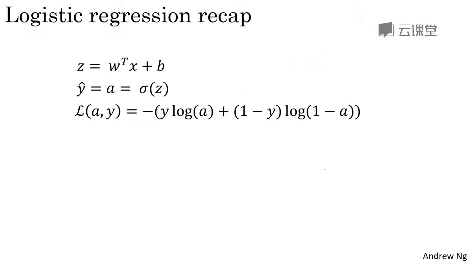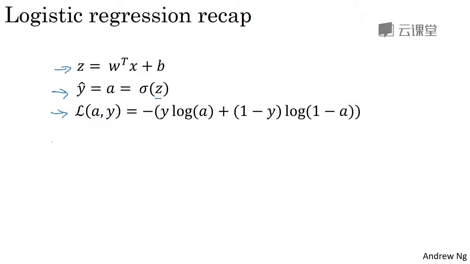To recap, we had set up logistic regression as follows. Your prediction y hat is defined as follows, where z is that. And if we focus on just one example for now, then the loss with respect to that one example is defined as follows, where a is the output of logistic regression and y is the ground truth label. So let's write this out as a computation graph.